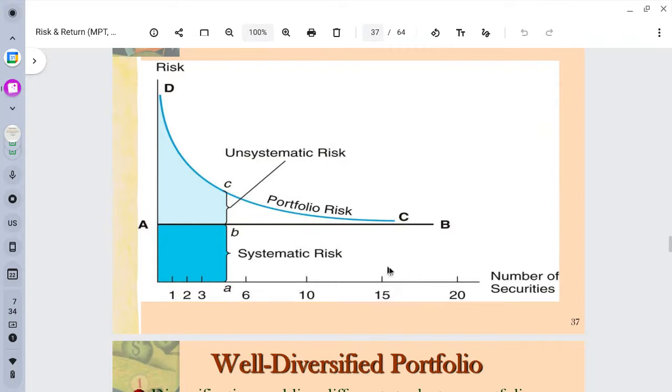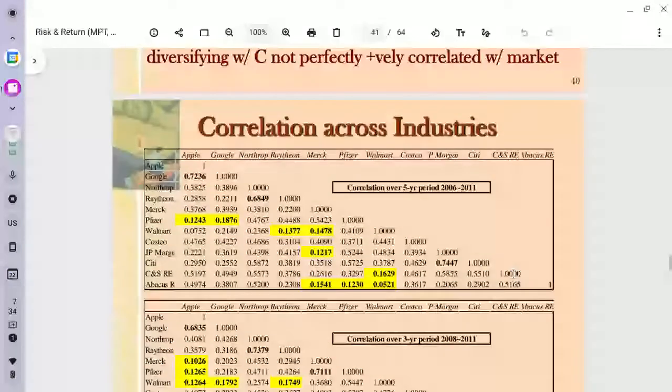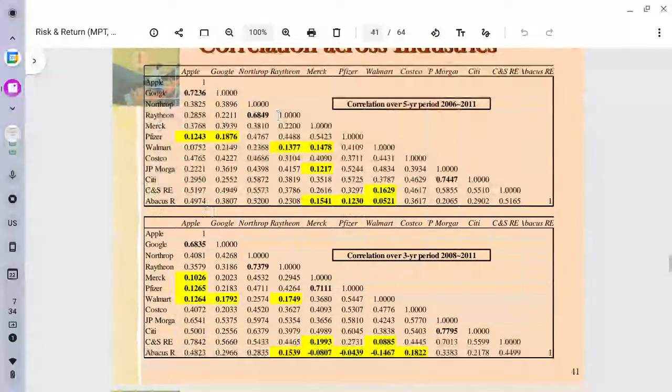And this 15 means it's not just the number of securities, but the number of different industries, right? By the time it reaches about 20, you will have pretty much zero unsystematic risk, and you have only systematic risk left, right? Systematic risk is not diversified away. It doesn't go away by diversification, but unsystematic risk gets diversified away. And why? Because there's correlation between industries.